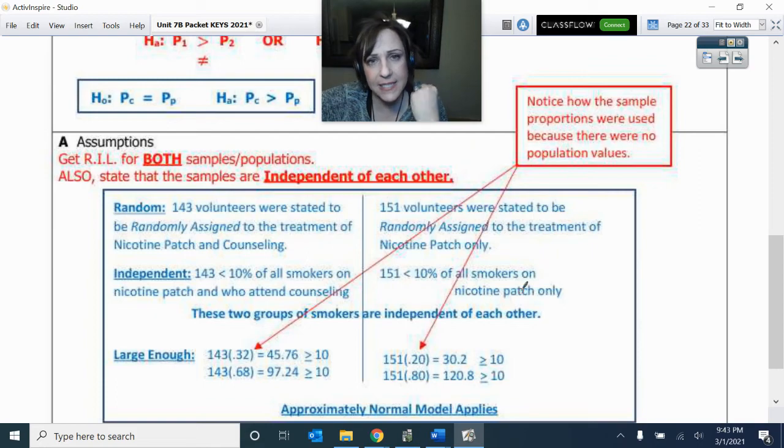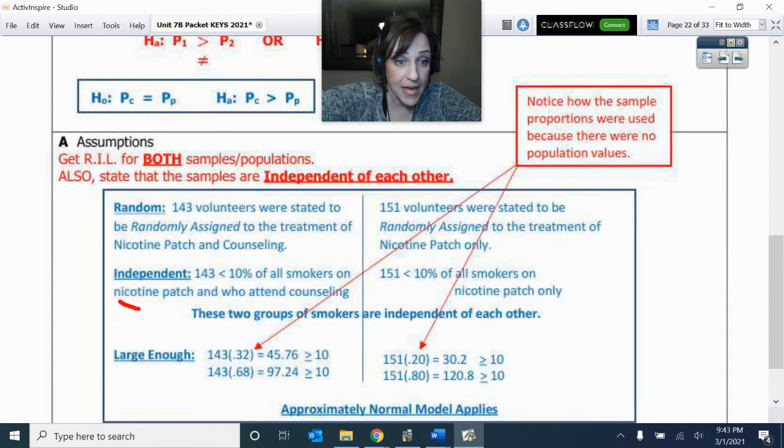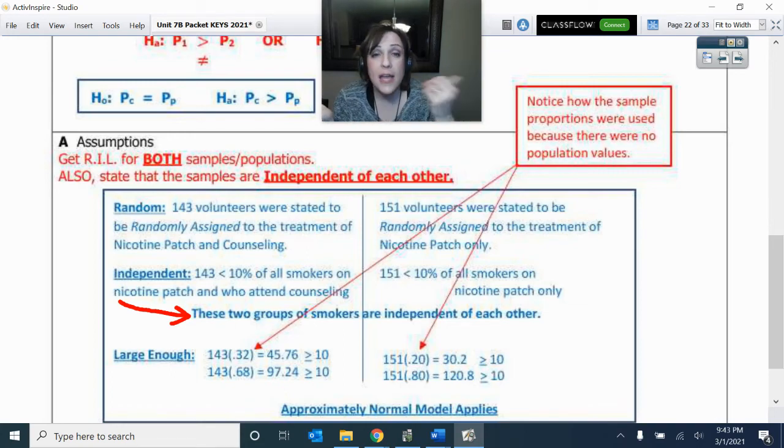See how I'm, in a sense, defining those populations as I write this out. Now, here was that special additional thing that is new, saying that these two groups of smokers are independent of each other, because I don't have anybody that I'm counting in this group over here in this group here. They're two separate. Nobody is being double counted in both of those sets.